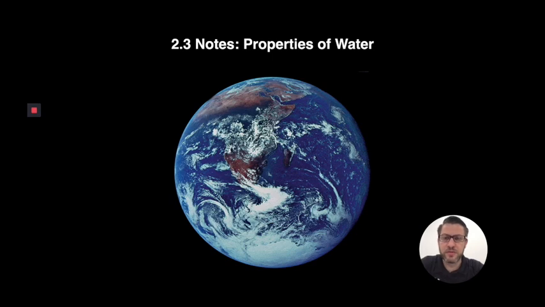These are the 2.3 notes on the properties of water. So here we have a picture of the planet Earth, which is a sphere. Sorry, flat earthers. But one thing that is very obvious from looking at the Earth from space is that there is a lot of water on Earth. And this is extremely important to life.